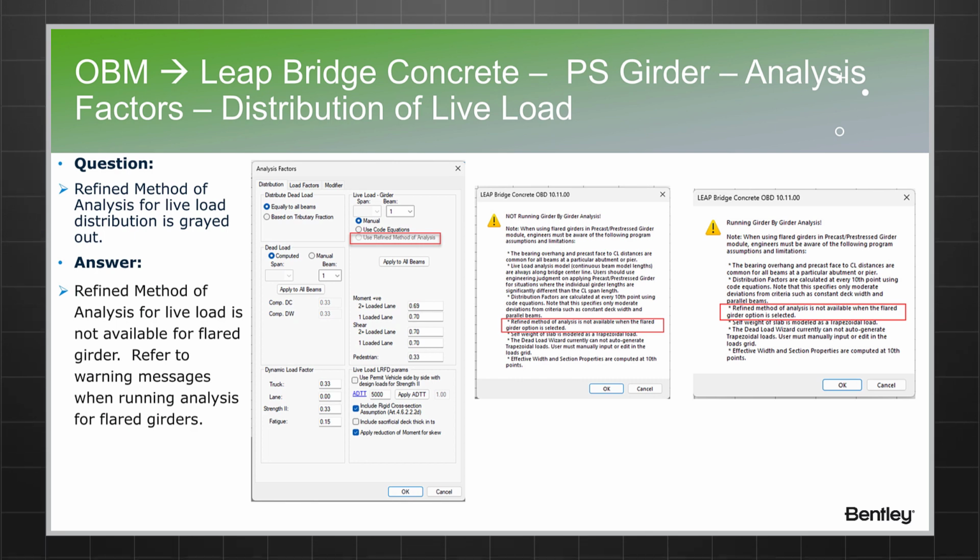There are cases wherein, in the analysis factor window, the refined method of analysis gets grayed out for live load distribution. In that case, as I mentioned before, there are certain limitations and assumptions which the program follows. One of the assumptions for live load is that if the bridge is flared, then this method of analysis is not available, and the user has to refer to the warning messages which are shown when they try to run the analysis for a flared girder.